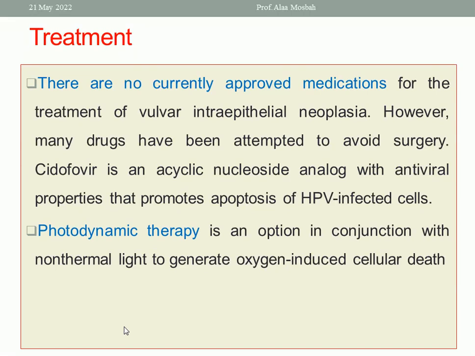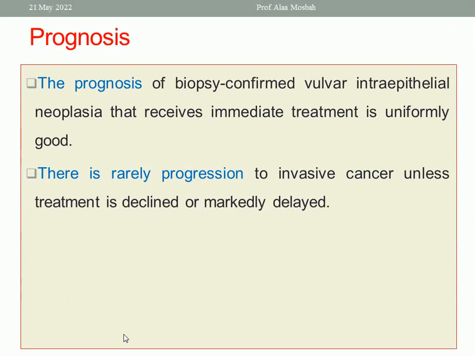There are no currently approved medications for the treatment of vulvar intraepithelial neoplasia. However, many drugs have been attempted to avoid surgery, like cidofovir, which is an antiviral that promotes apoptosis of human papillomavirus infected cells. Another line of treatment for vulvar intraepithelial neoplasia is photodynamic therapy. It is considered an option, used in conjunction with non-thermal light to generate oxygen-induced cellular death. What about the prognosis?